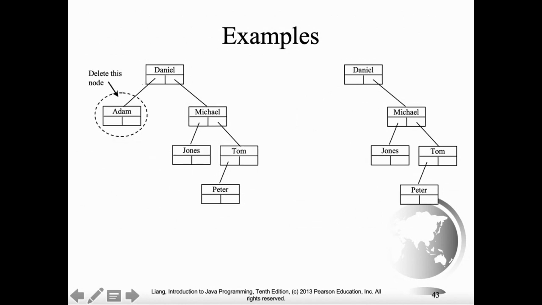Another example, now we're trying to remove Adam. Adam is a leaf. It doesn't have any children, so that's case 1. And in order to remove it, we just have to remove it. We don't have to do anything else.